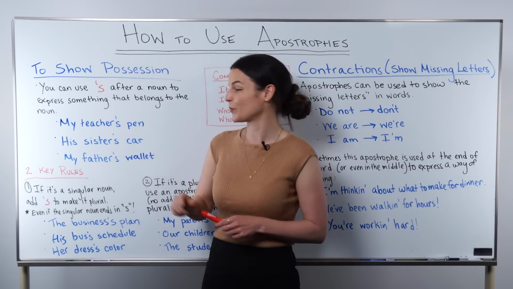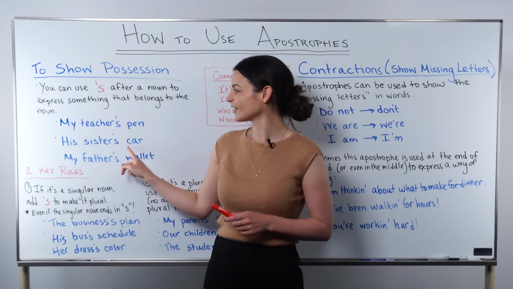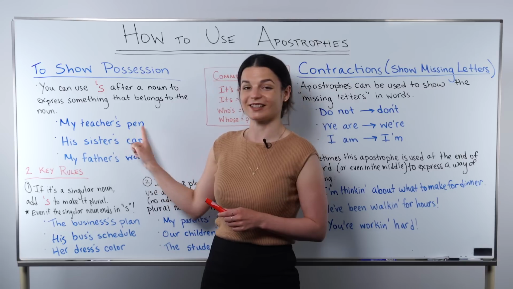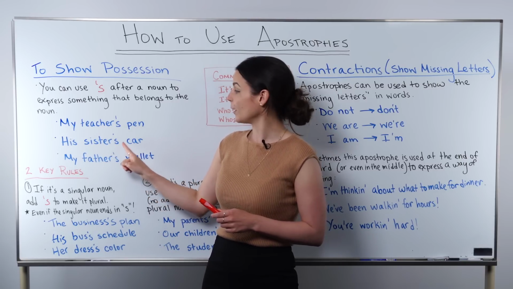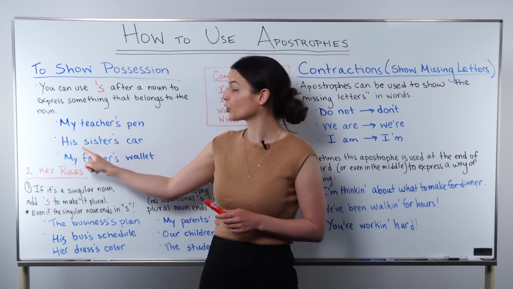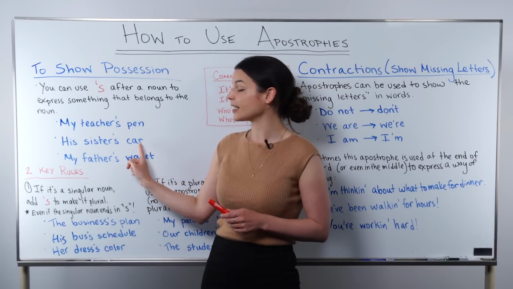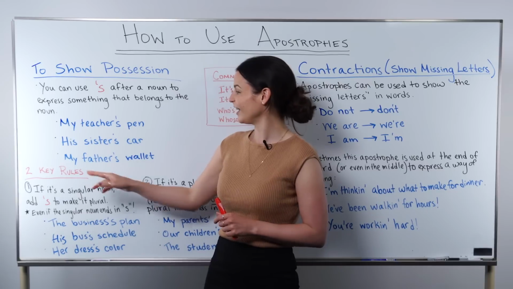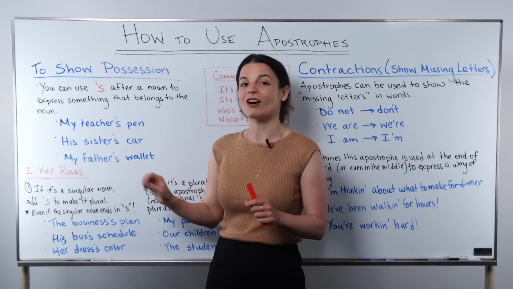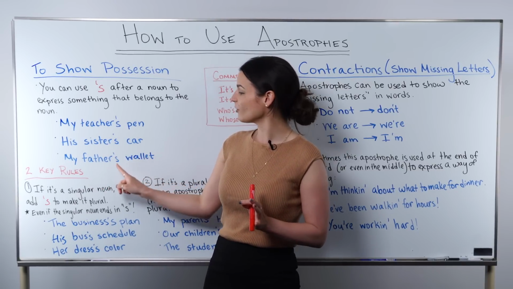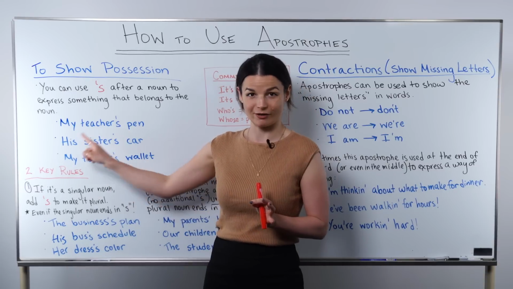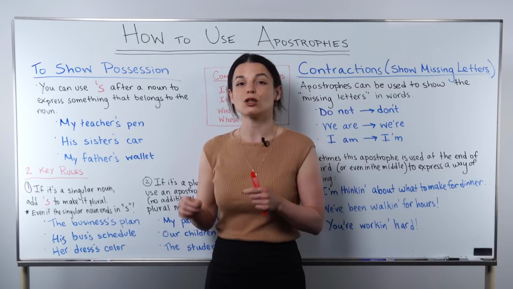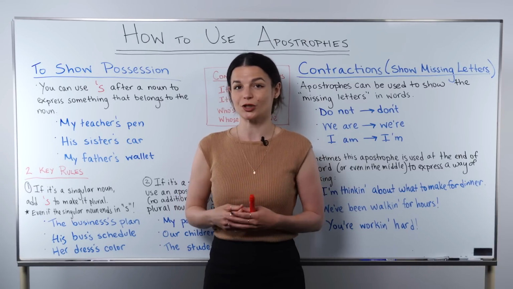Let's look at the next example. His sister's car. In this sentence, sister is the person owning something, or rather, his sister. So again, apostrophe S shows the ownership in this situation. The car is owned by his sister. Let's look at the last basic example. It's my father's wallet. Again, we have apostrophe S after the owner of the object. So here, my father is the owner of the wallet. So we can use apostrophe S to show ownership in this way.